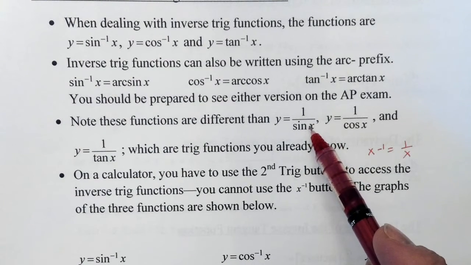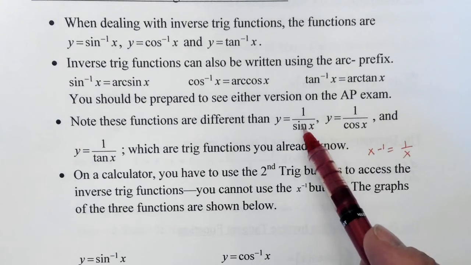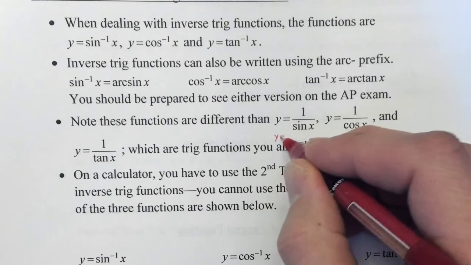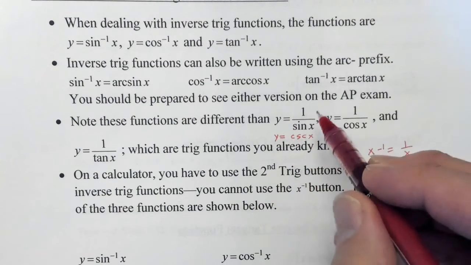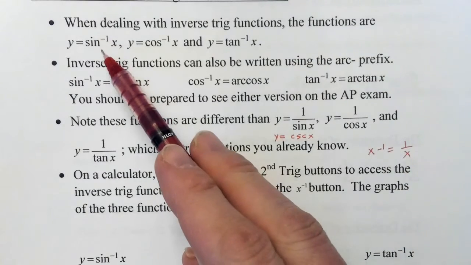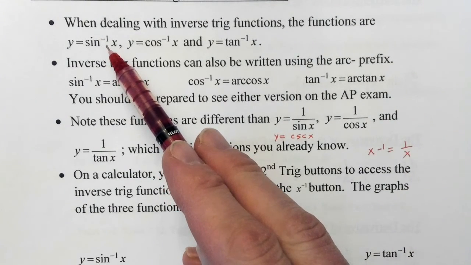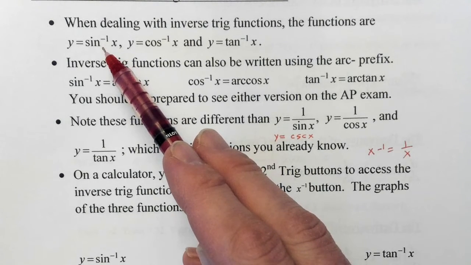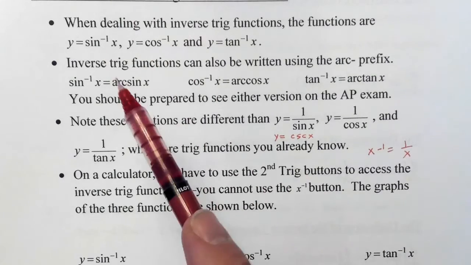This is not inverse sine. This is the reciprocal of sine, and we know the reciprocal of sine is actually cosecant. So you would use this notation to graph the cosecant graph. If you want inverse sine, you have to use the second sine button on the calculator in order to get the inverse sine.